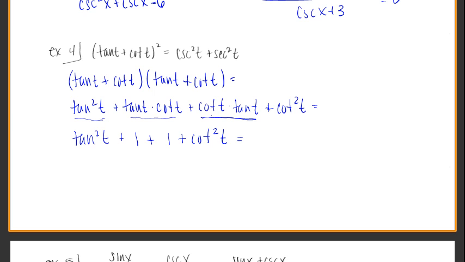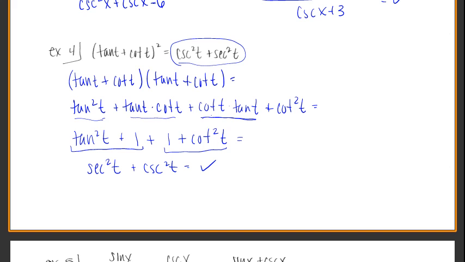Okay. Well, before I go any further, let me look real quick at what we're trying to work towards. We're trying to work towards a cosecant squared and a secant squared. Well, if you know your identities, or if you happen to write them down and keep them on a sheet of paper really close to you, you will see that tangent squared plus 1 is secant squared t. Cotangent squared plus 1, or 1 plus cotangent squared, is cosecant squared t. And I'm done right there. There's my answer. So the whole thing with this problem really was realizing that any function times its reciprocal will always give you 1.